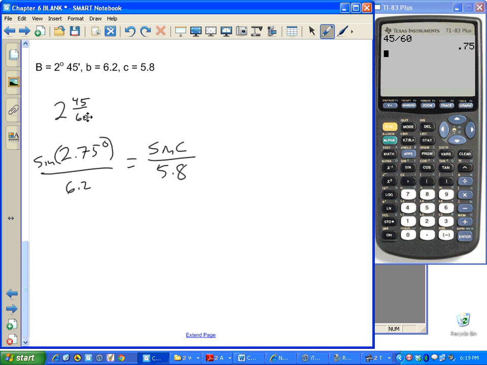Okay, so that's how you do law of sines.